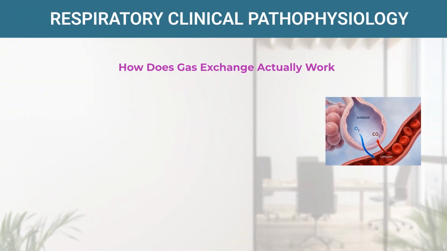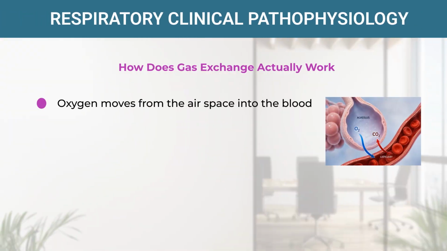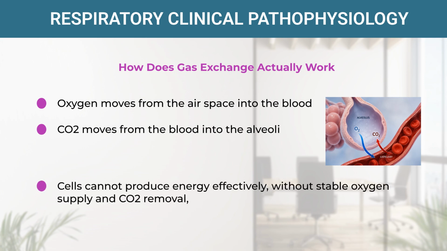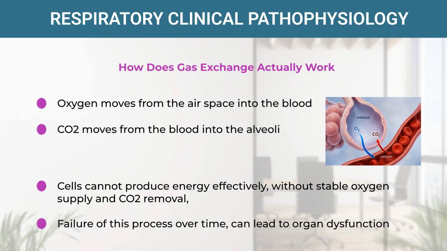Inside the alveoli, oxygen moves from the airspace into the blood, while CO2 moves from the blood into the alveoli to be breathed out. This exchange maintains organ function. Without stable oxygen supply and CO2 removal, cells cannot produce energy effectively. Over time, this leads to organ dysfunction.